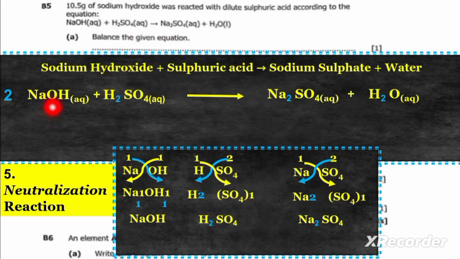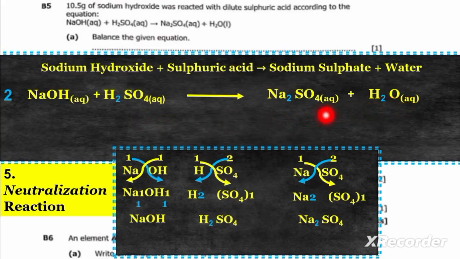Two atoms of oxygen here, four atoms of oxygen. So 2 plus 4 is equal to 6. So we can see that we have 6 atoms of oxygen on the left part of the equation. Then we have 4 atoms of oxygen here, 1 atom of oxygen.